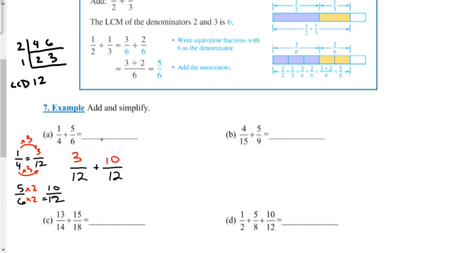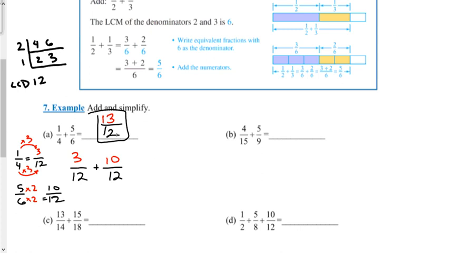Now I just add straight across the top. So 3 plus 10 makes 13. And then the denominator, am I going to do 4 plus 6 and make that 10? No, of course not. I just went to all the trouble of getting common denominators. And you keep the denominator the same. 13/12. You can check it on your calculator if you want. Most calculators will do fractions.